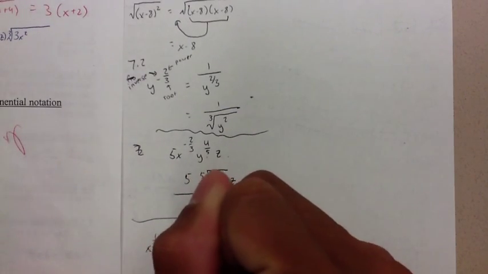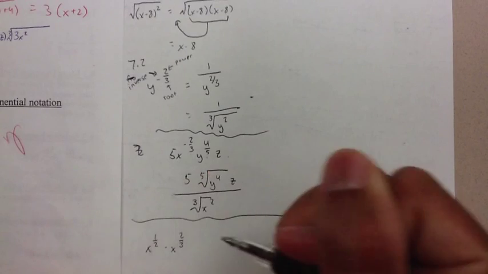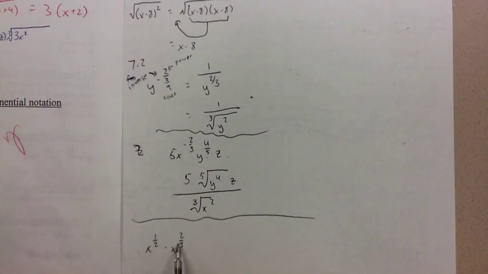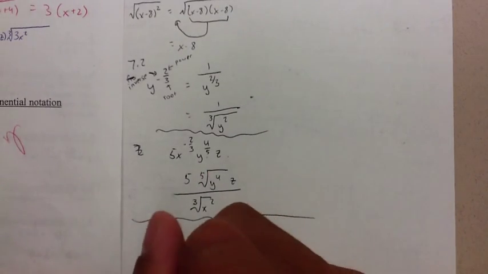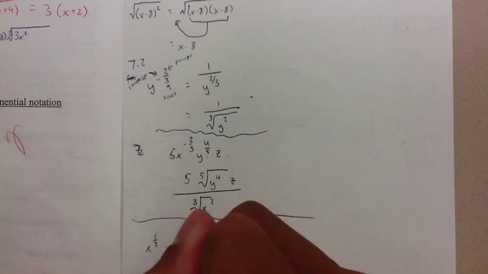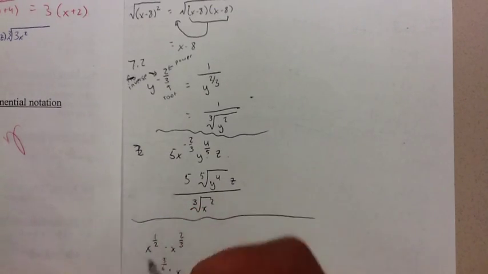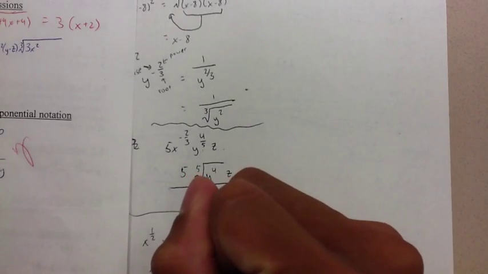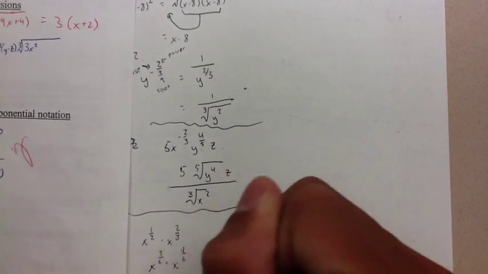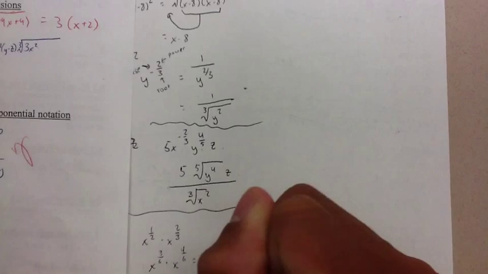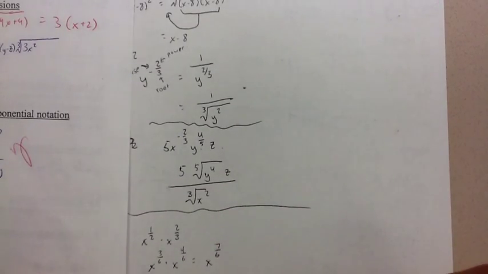When you're multiplying two things with the same base, you add exponents. So it's not 1 plus 2 and 2 plus 3. You need to actually get a common denominator first. So that's 6 and 4/6, which is adding together. It's going to equal x to the 7/6.